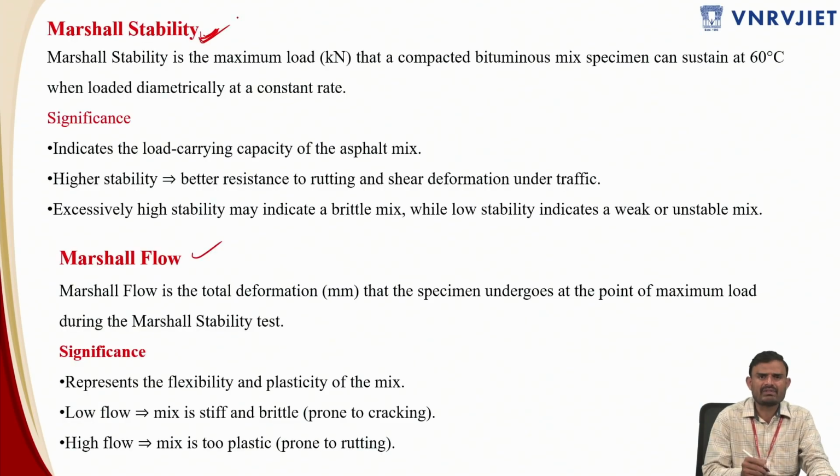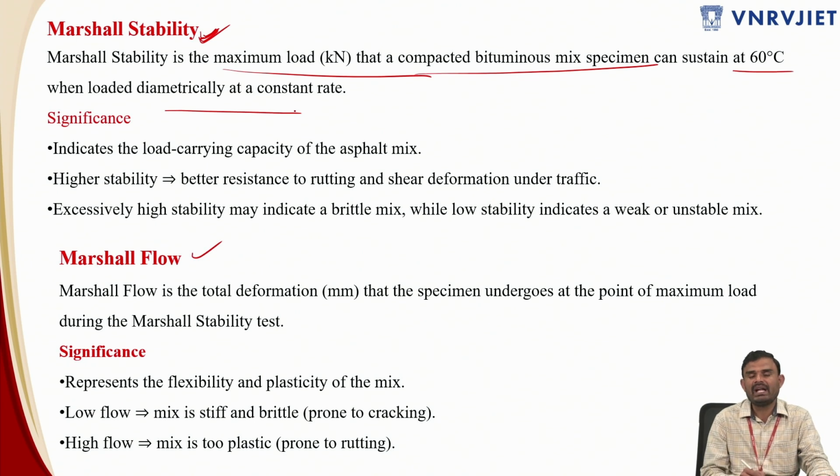Now let's see the definition of Marshall stability. Marshall stability is the maximum load. Simply, it is the load that a compacted bituminous sample can sustain at 60 degrees centigrade when loaded diametrically at a constant rate of 50 mm per minute. That is the simple definition of Marshall stability: the maximum load that a compacted bituminous sample at 60 degrees centigrade is going to take.